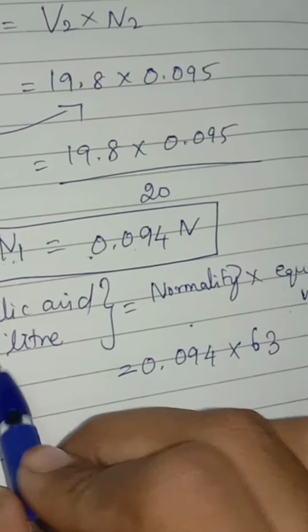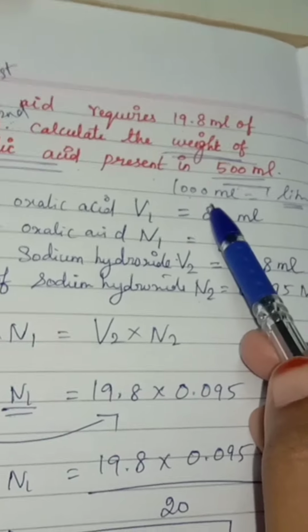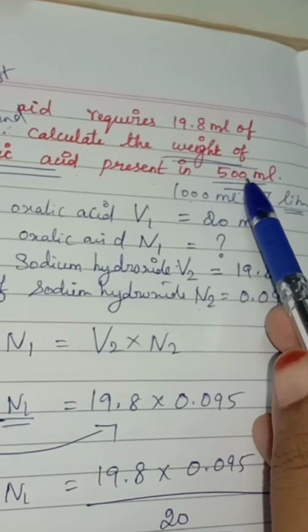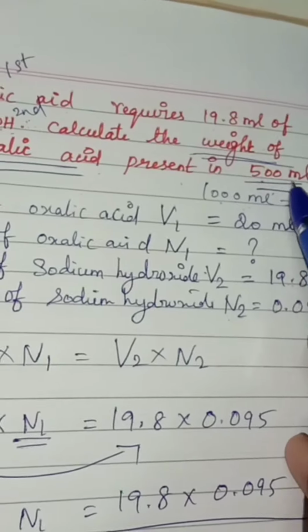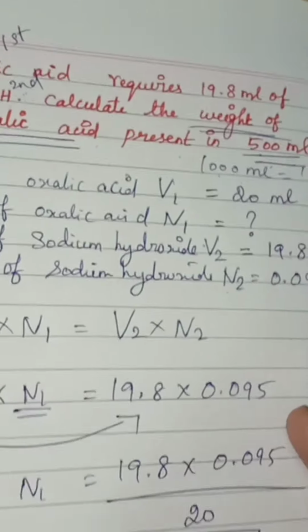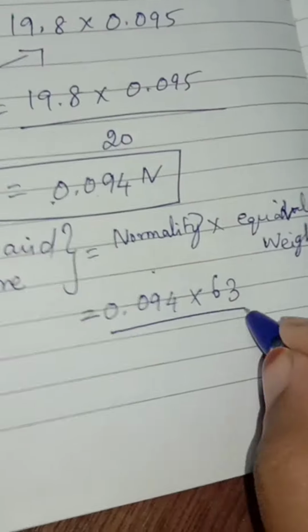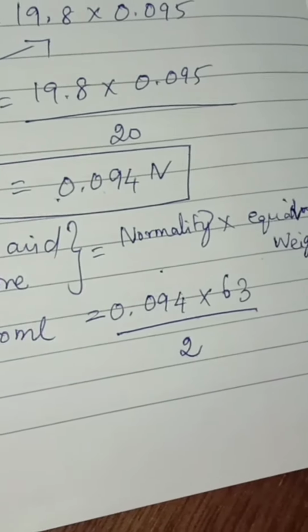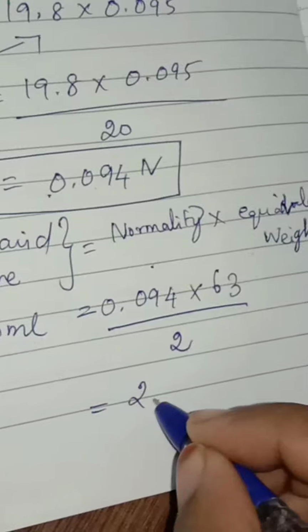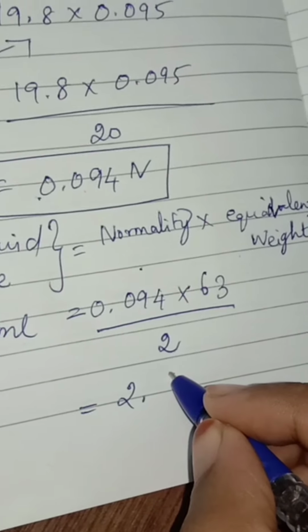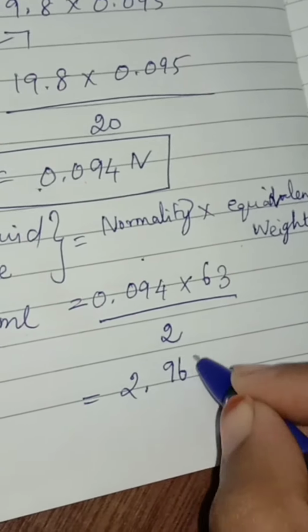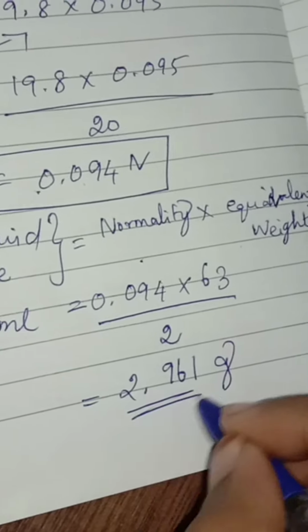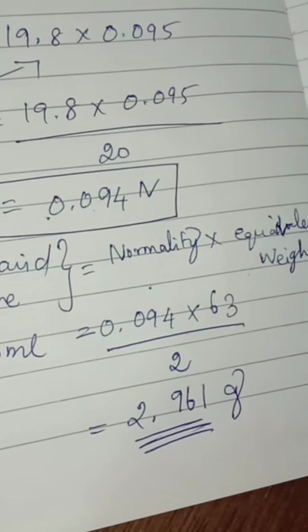This is for 1 liter, but 1 liter means 1000 milliliter. But what do they ask in the question? 500 milliliter they ask. So we need only half. So we have to divide this. For 500 milliliter we have to divide this. So the answer is 2.961 gram. So this is the weight of the crystalline oxalic acid.